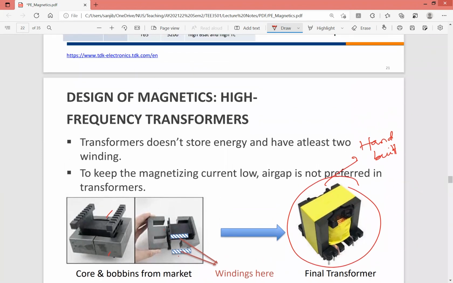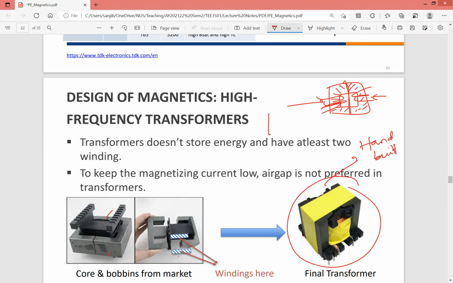now if you have a winding here and a core, how is the core made? The core normally comes as material in two split parts. For example, if I have two C cores, I can clamp them together. This is one C, this is another C. I can clamp them together and then put my coil here, one coil, and here one coil. So this is called a C core.